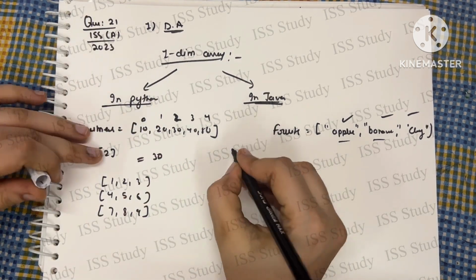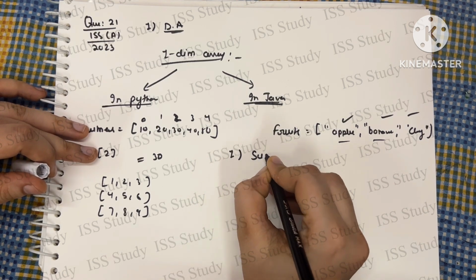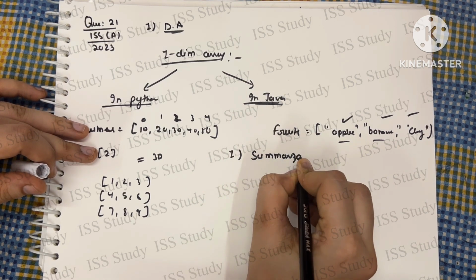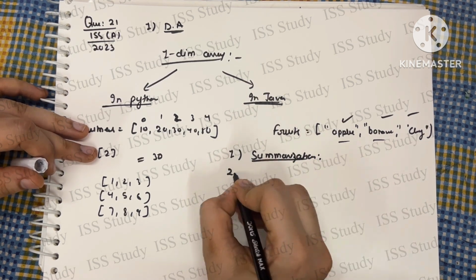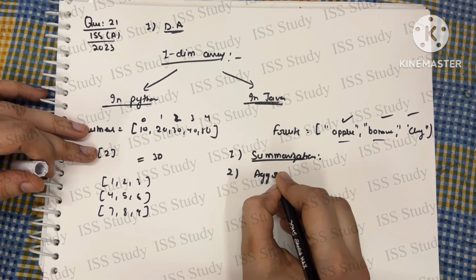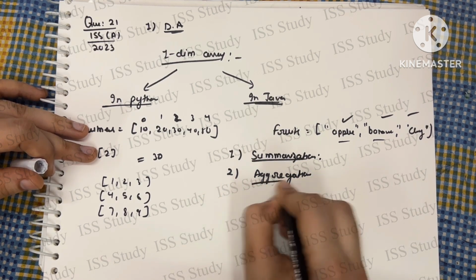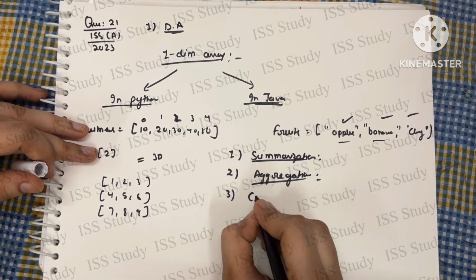Now coming to the second one, first I was talking about summarization. Okay, the next one is aggregation. The third one is compression.